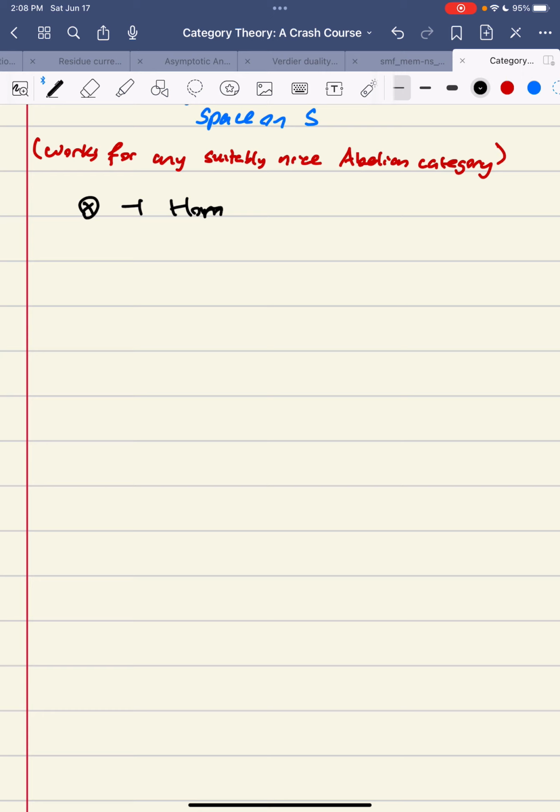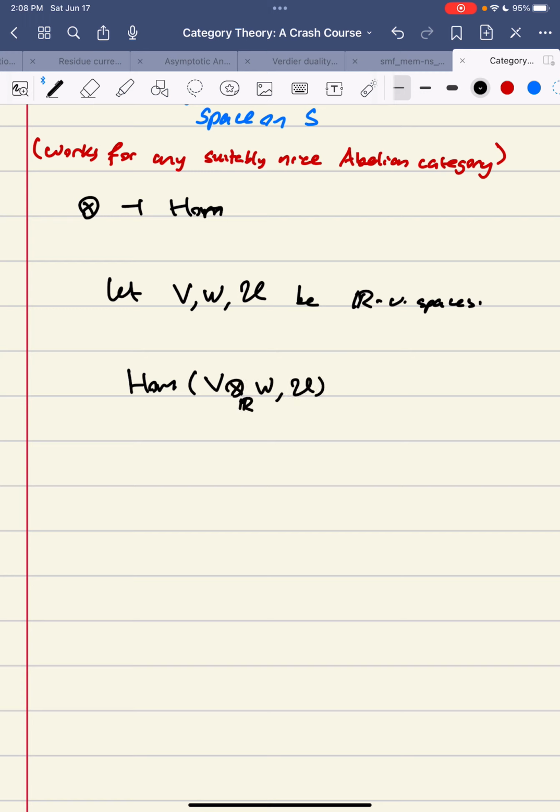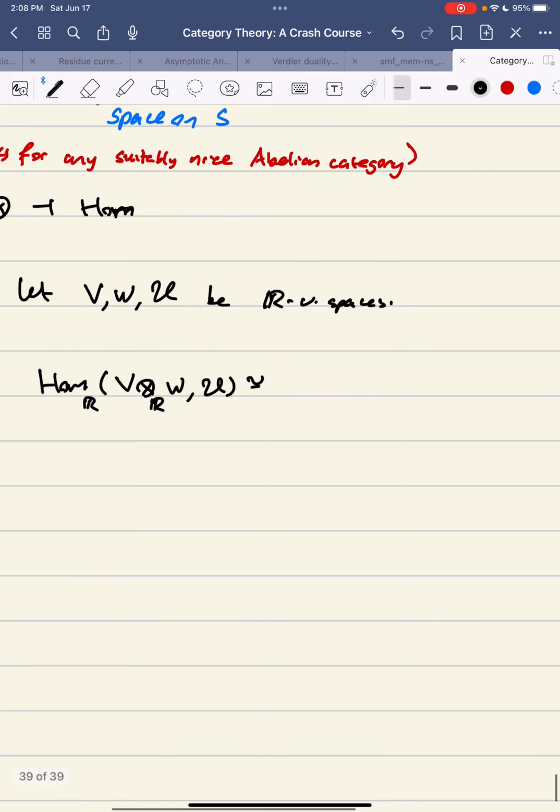Right. So what this means is, in the category of vector spaces, let's say I have three vector spaces, V, W, and maybe U, fancy U, be three R vector spaces. Now, this adjunction says the following. It says that there's a natural isomorphism from V tensor W to U with V to W to U here.